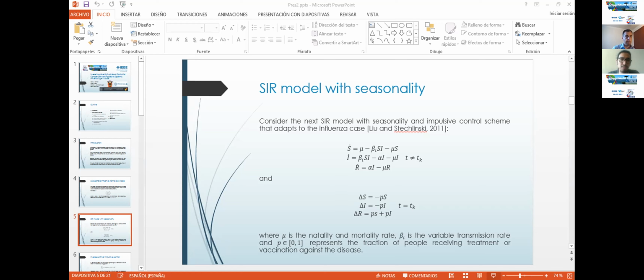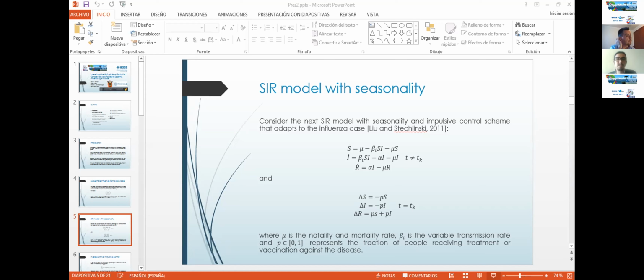This model also adds an impulsive control scheme. Well, what it does is that a portion P of the susceptible and the infected class is removed from those classes. That means that a portion of the population is being treated against the disease.